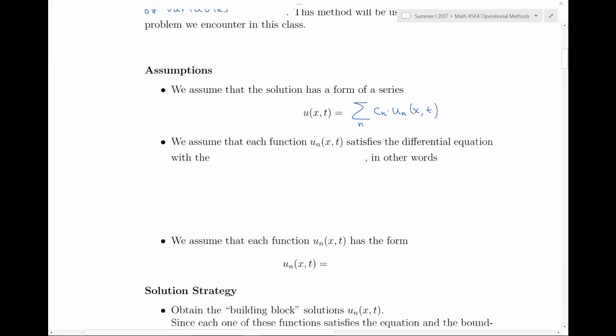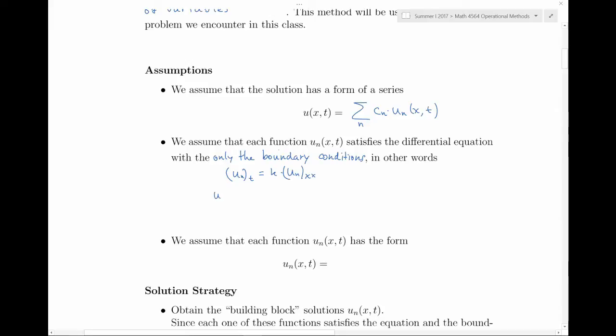the case we're discussing. We're going to assume that each building block function u sub n of x,t satisfies the differential equation with only the boundary conditions. We'll deal with the initial conditions later once we construct a series solution. In other words, the function u sub n of x,t satisfies the equation u sub n partial derivative in t equals kappa times u sub n xx, and the boundary conditions also apply.